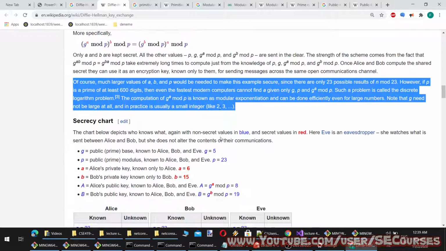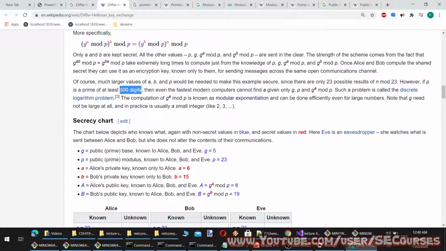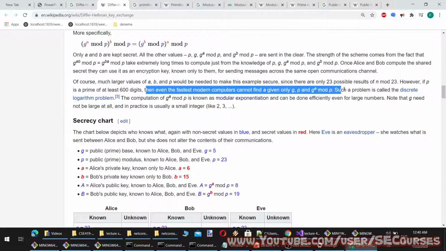Of course, much larger values of A, B, and P would be needed to make this example secure, since there are only 23 possible results of n mod 23. However, if P is a prime of at least 600 digits, then even the fastest modern computers cannot find A given only G, P, and G^A mod P. Such a problem is called the discrete logarithm problem.